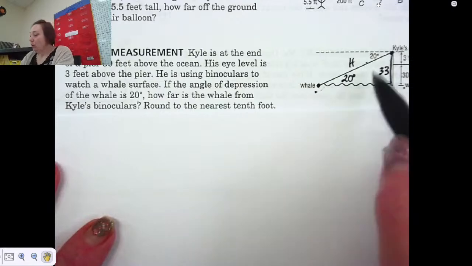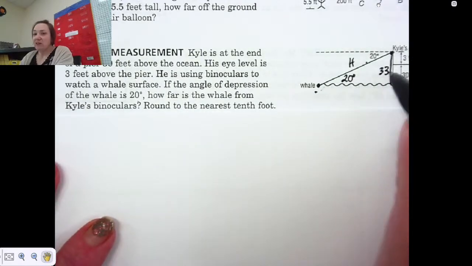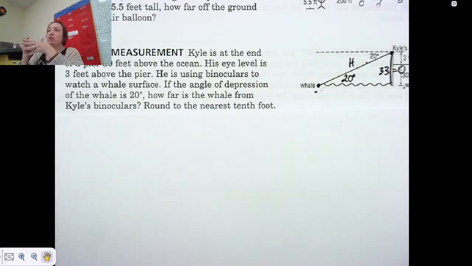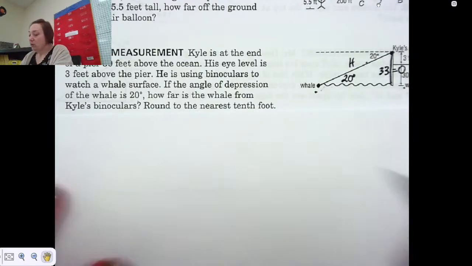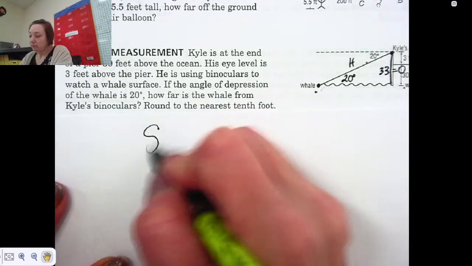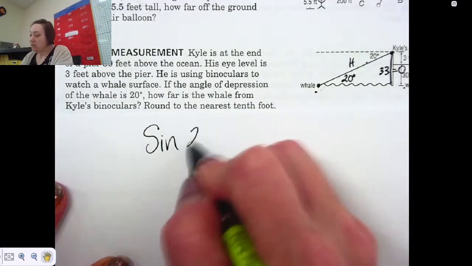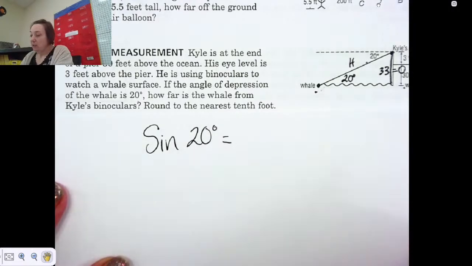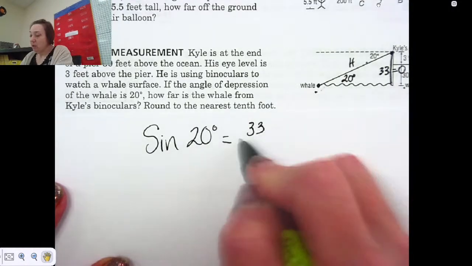Okay, so what is this side, this 33, relative to our angle measurement? That's right. So we're looking for a trig function that's going to use opposite and hypotenuse. Opposite because we have that. Hypotenuse because we want that. Right? It is sine. Some old hippie. So sine of 20 degrees, because we know the angle measurement, is opposite 33 over hypotenuse.